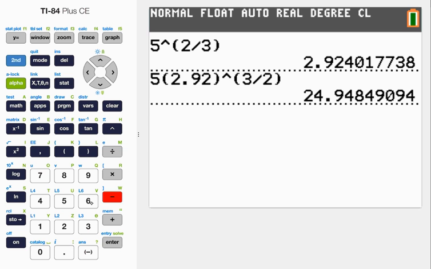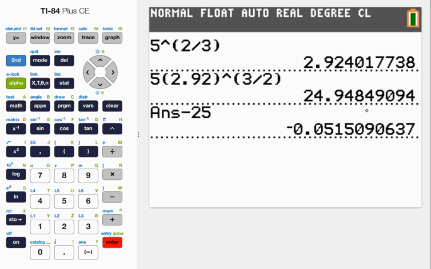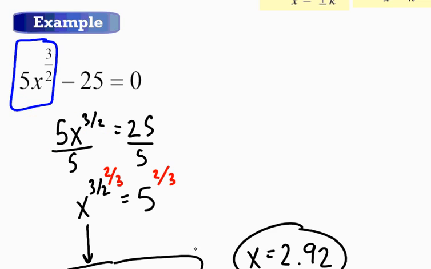And then if I subtract 25 from that, it should be 0. And it would be, we just rounded this answer, 2.92. If we went out more decimal places, this would be exactly 0. So my answer is correct.